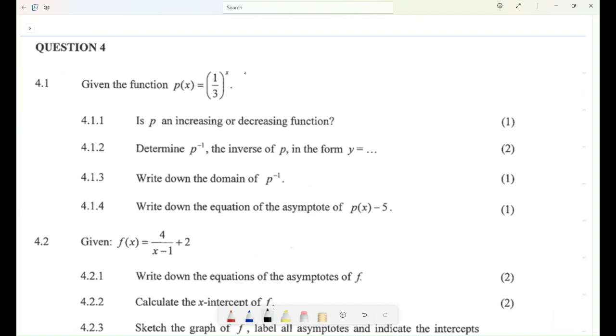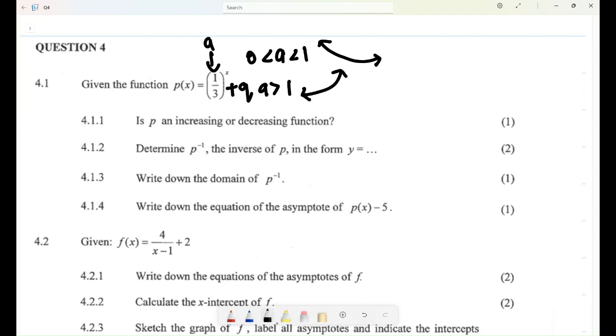x, this is an exponential function, right? Remember, I say if the value of a, let's say this is a here, right? If the value of a is between 0 and 1, we have a decreasing function. If the value of a is greater than 1, we have an increasing function. But if I have plus q, this is my asymptote. Let's assign that.